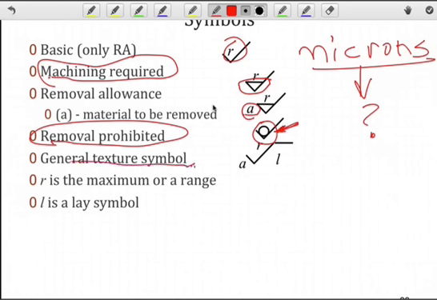The general symbol, which would include a specification of the pattern for the lay, would look like a square root symbol, again, R being the maximum value, A being the removal allowance that can occur on that surface, and then L would be strictly enforcing a lay pattern for that surface.